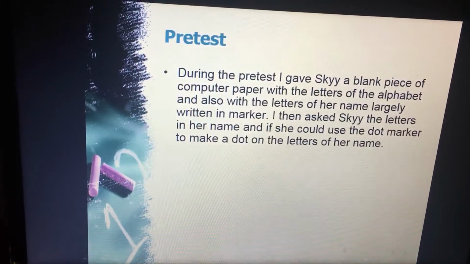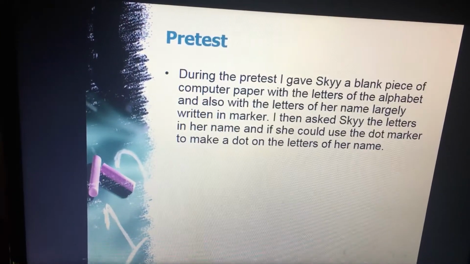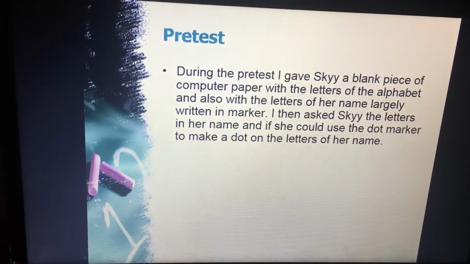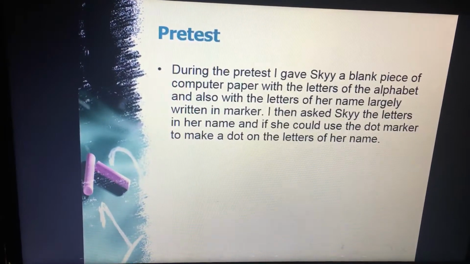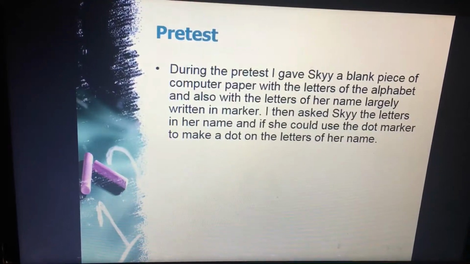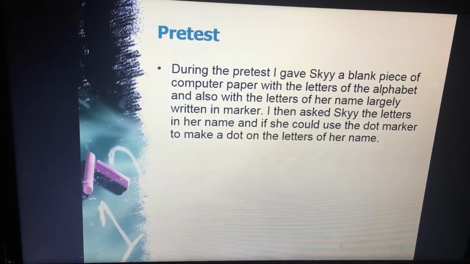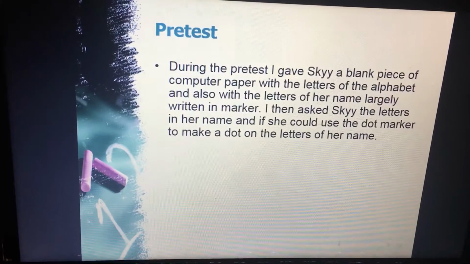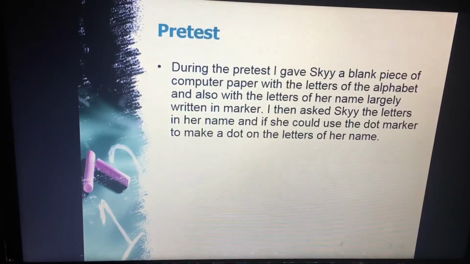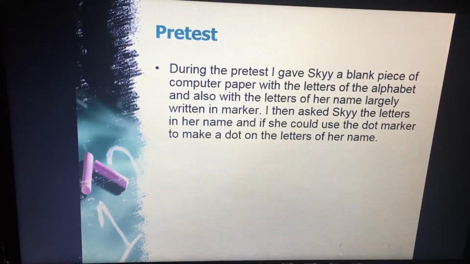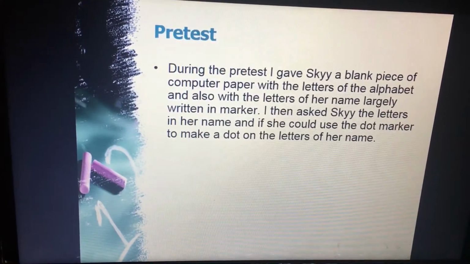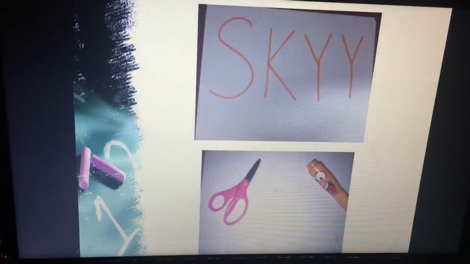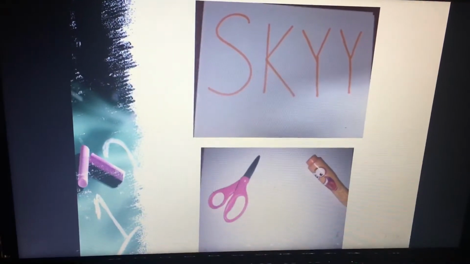Then, during the pretest, I gave Sky a blank piece of computer paper with the letters of the alphabet and also with letters of her name largely written in a marker. I then asked Sky the letters in her name and asked if she could use the dot marker to make a dot on the letters of her name. When I asked her to do this, she hesitated for a moment and she scratched her head. She was not sure of what she needed to do. However, she did dot a few letters, but none of them made up her name.